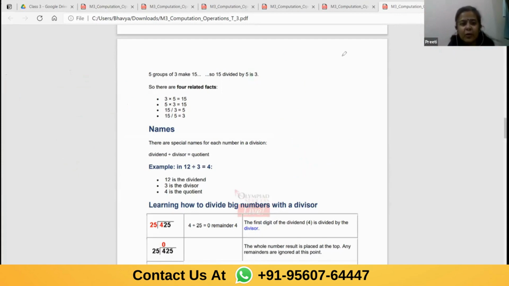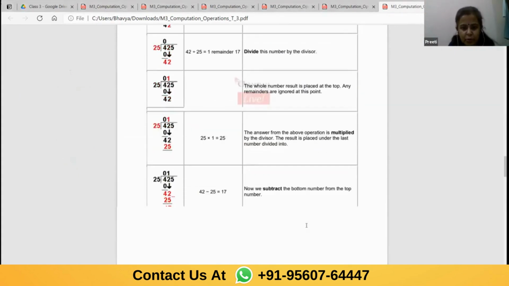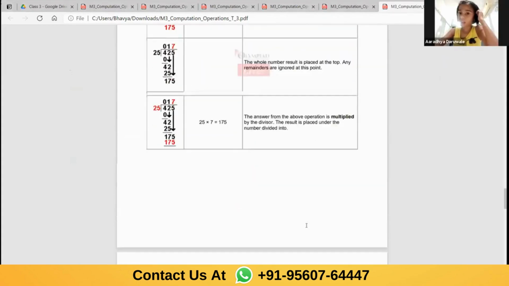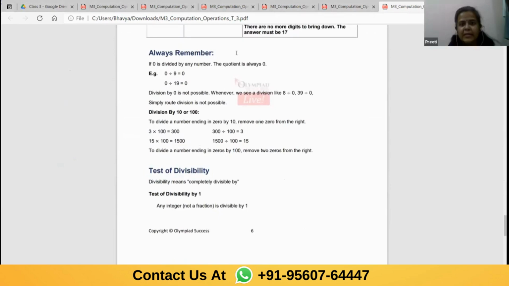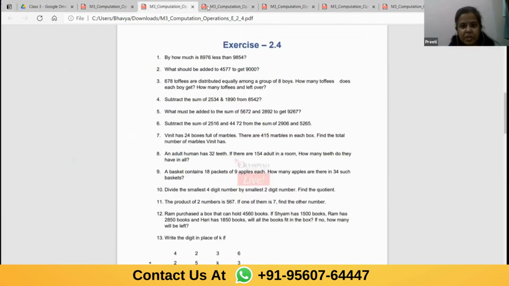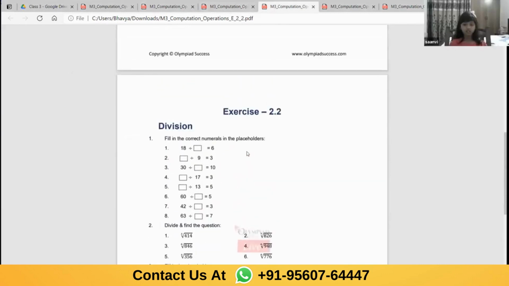So if we look at questions, we learn how to divide. Wait, let me explain with another example. Okay, look at these questions please in this sheet. Where is the sheet gone? Now look at this sheet.